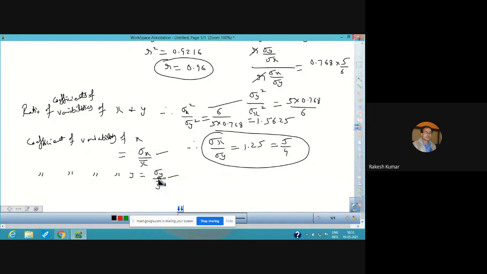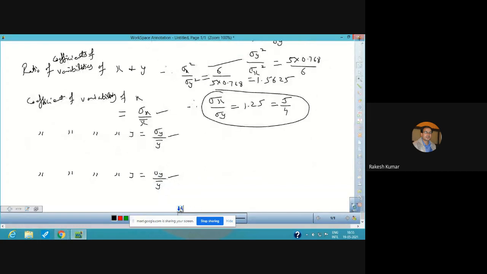So first of all, let us find out x bar, y bar. We know that the regression equations always pass through the x bar, y bar point. This is the point which we have already used in the previous questions. So if the equations pass through the mean point x bar, y bar, the regression equations become like this. So these are the new regression equations.